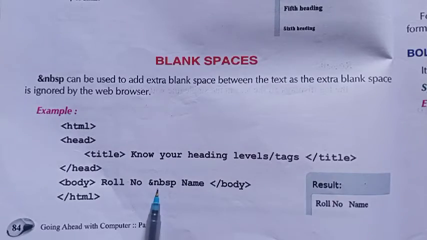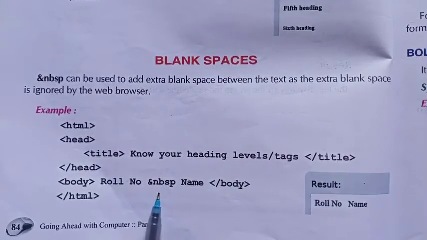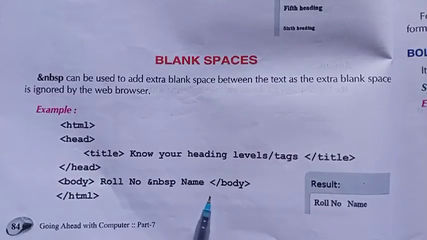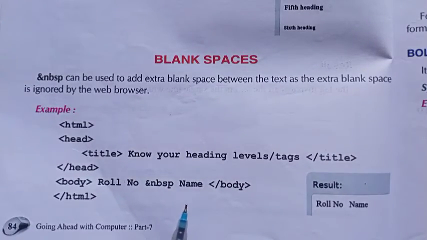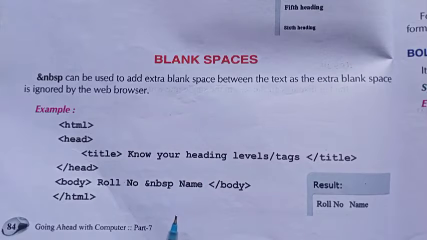If you require 3 spaces, you are going to write &nbsp; thrice: &nbsp;&nbsp;&nbsp;. If you need 10 spaces, you are required to give &nbsp; 10 times. So that means as many spaces as are required, that many &nbsp; tags are to be used. So simple, if you have to give extra spaces, you are going to make use of the &nbsp; tag.